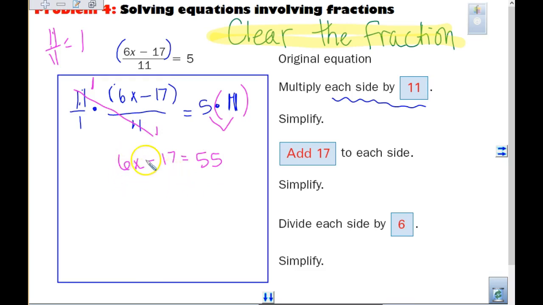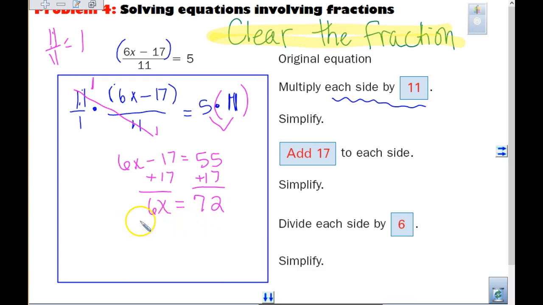So Evan, if I'm trying to get 6x by itself, what am I doing to get rid of the minus 17? I'm going to add 17 on both sides. So please write this as you were doing your notes. So we're going to add 55 plus 17. If you need a calculator, there's some up in front if you're doing your homework. And in this case, I get 6x, and Fisher, that will be equal to 72.